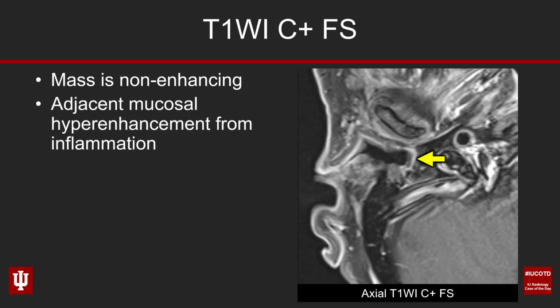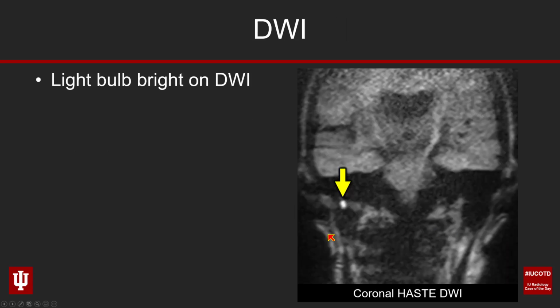Now, there is some adjacent mucosal hyperenhancement, denoted here by the yellow arrow. It extends to the margin of the mass, but the mass itself is non-enhancing. And so that look is suggestive that perhaps there are surrounding inflammatory changes going on. Well, as we look at our next image, this is our diffusion weighted image. You can see on this coronal HASTE or non-echoplanar diffusion image that this lesion is light bulb bright, denoted here by the yellow arrow. So what are your thoughts on the diagnosis?